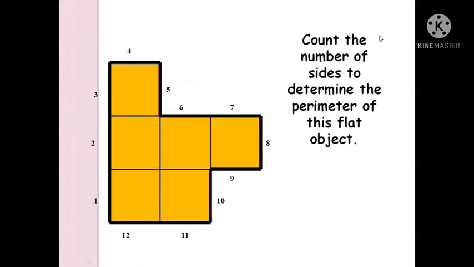Now let us count the perimeter of this shape. 1, 2, 3, 4, 5, 6, 7, 8, 9, 10, 11, and 12. What is the perimeter of the given shape? It is 12 units. The units can be meter or centimeter or kilometer, whatever it is. So the perimeter of this given shape is 12 units.